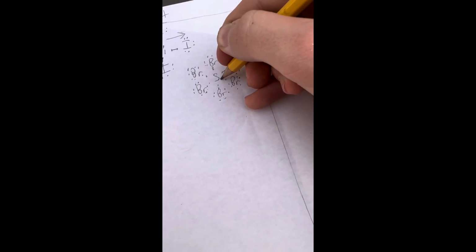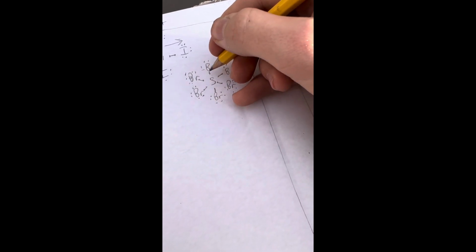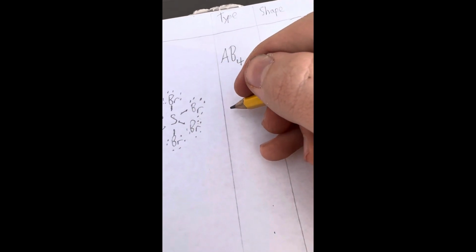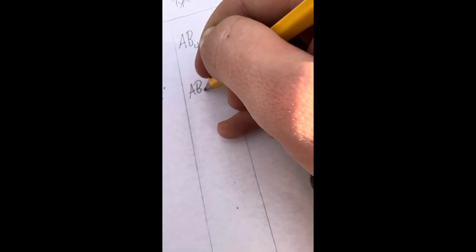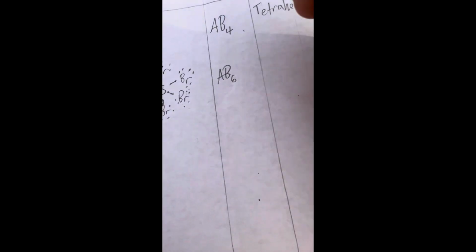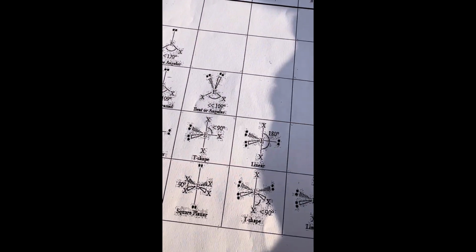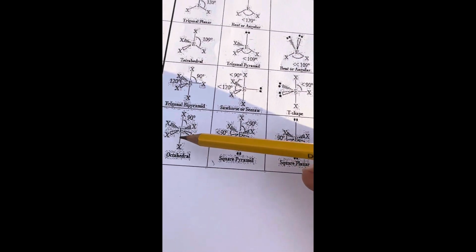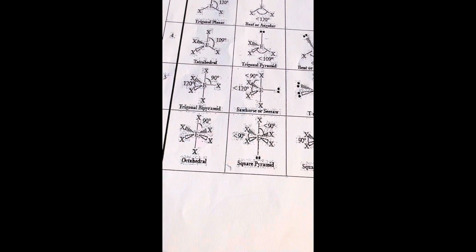And then I'm going to bond the sulfur electrons and the bromine electrons. Now there's a total of 6 bond pairs, so 6 BP. There are no leftover electrons, no lone pairs, so 0 LP. The type is going to be A for the sulfur, B6 for the 6 bromines, and there are no lone pairs, so there's no E. For the shape, we're going to look over here. There are going to have to be 6 X's, and there are no lone pairs, so it's octahedral.